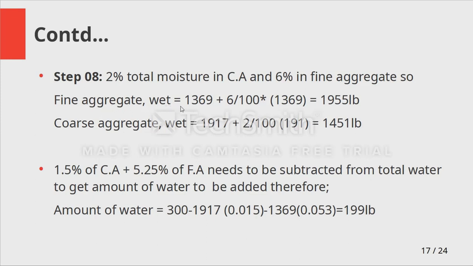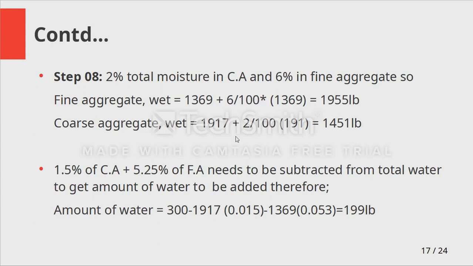So for fine aggregate, the wet weight is found out by adding 6% moisture, or 6% of the total weight of fine aggregate, to the weight of the fine aggregate. So the wet weight comes out to be 1955 pounds, and similarly for the coarse aggregate it comes out to be 1451.